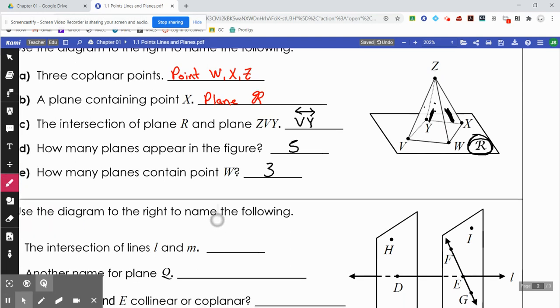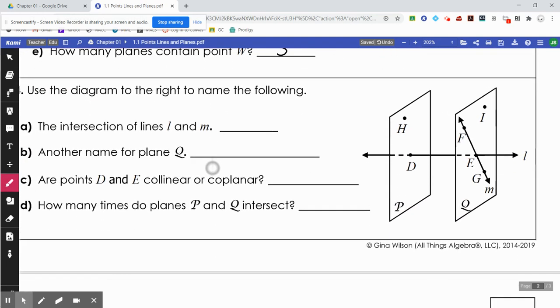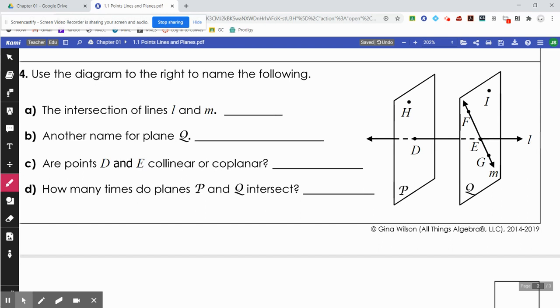Okay, number 4. Use the diagram at the right to answer the following. The intersection of lines L and M. So line L and line M cross right here at point E. Another name for plane Q. Here you have plane Q, and again, we can use any 3 points in that plane as long as they are non-collinear. So we cannot use F, E, and G. However, we can use F, E, and I.